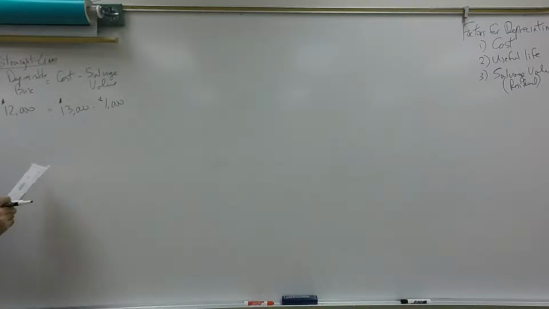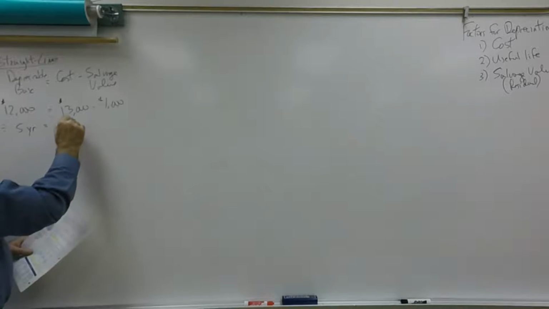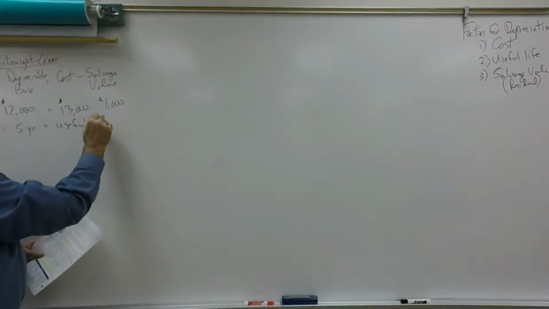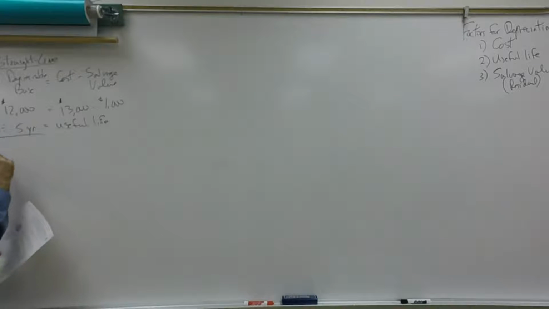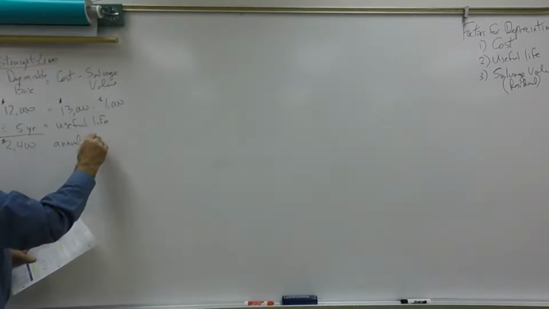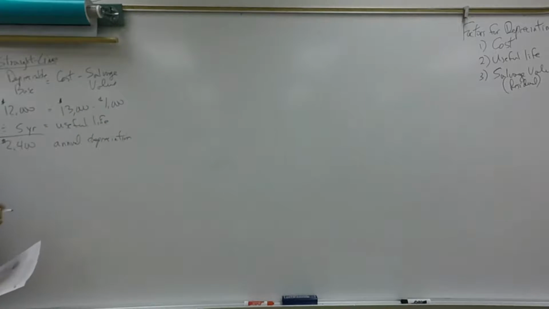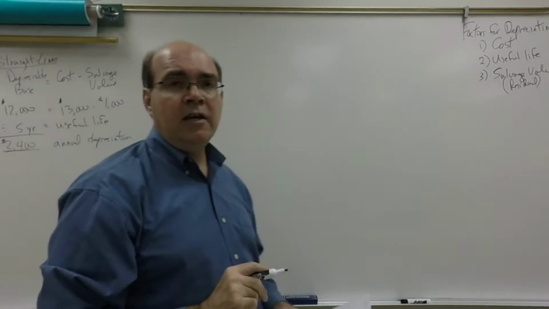So what we're going to do is divide that by 5 years, because that's our useful life. So that means each year the amount of depreciation we have is going to be $2,400. And that's our annual depreciation. That's the expense that we think this piece of equipment is going to cost us. Okay? So that's all you do in the straight line.